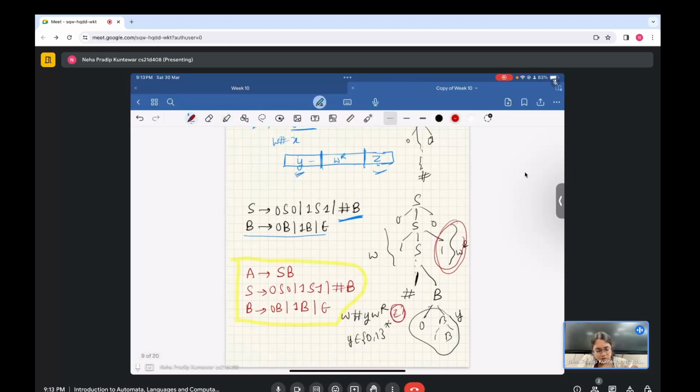And why does this work? It works because you have a new start variable here. It will give you S followed by B, and B will basically generate some string Z over {0,1}, and the rest of the things remain the same. That takes care of the extra Z part. So this is the final grammar for part E.